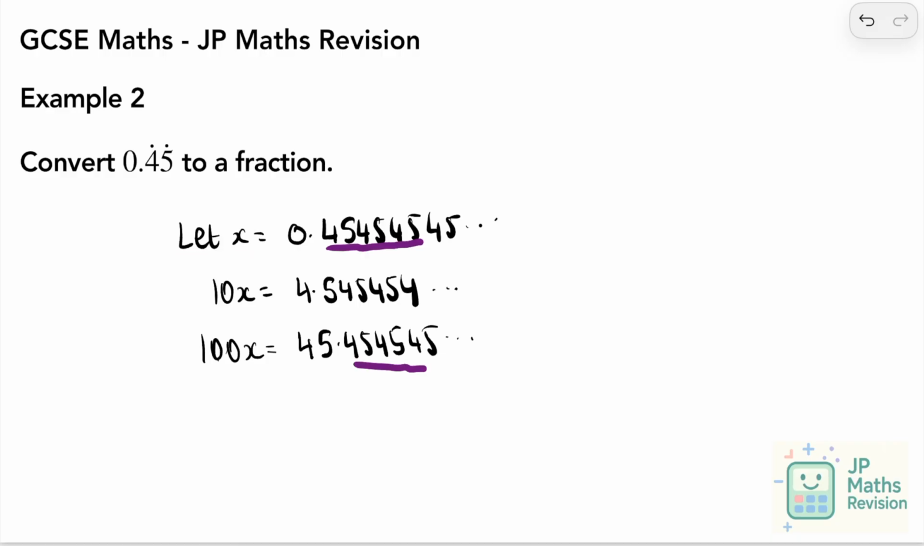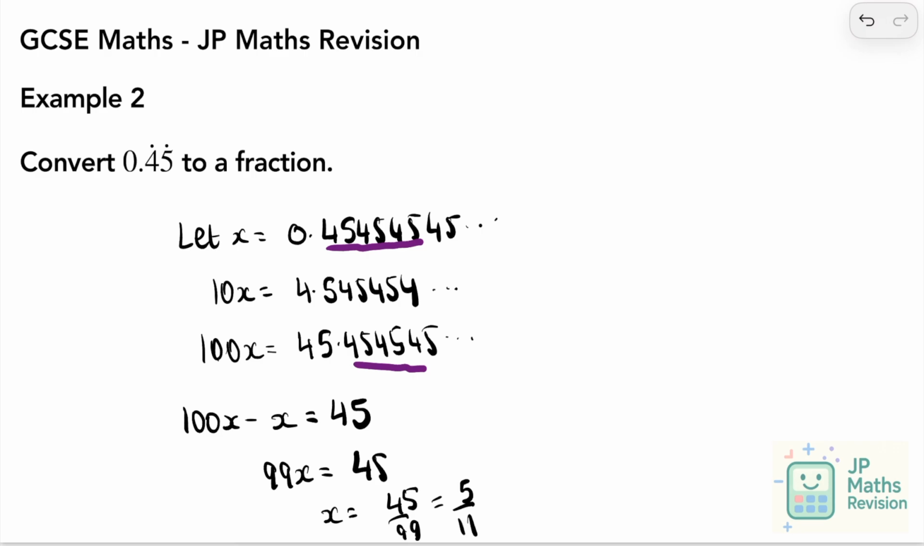So if we subtract them, in other words, if we take 100x and subtract x, we end up with 45.45 recurring take away 0.45 recurring. So we end up with just a nice old 45. 100x take away 1x is going to be 99x. And if 99x equals 45, then we can say x equals 45 over 99. That fraction can actually be simplified to 5 over 11. So if x is 5 over 11 and x is also 0.45 recurring, we can therefore say that 0.45 recurring is the same as 5 over 11.